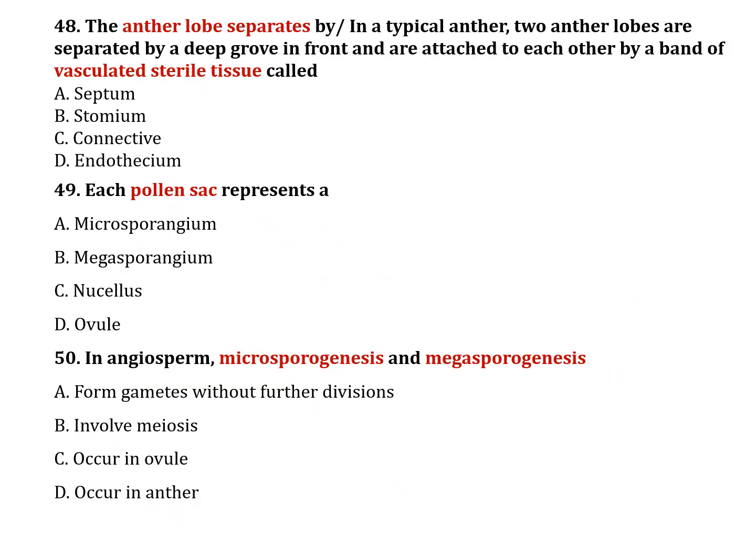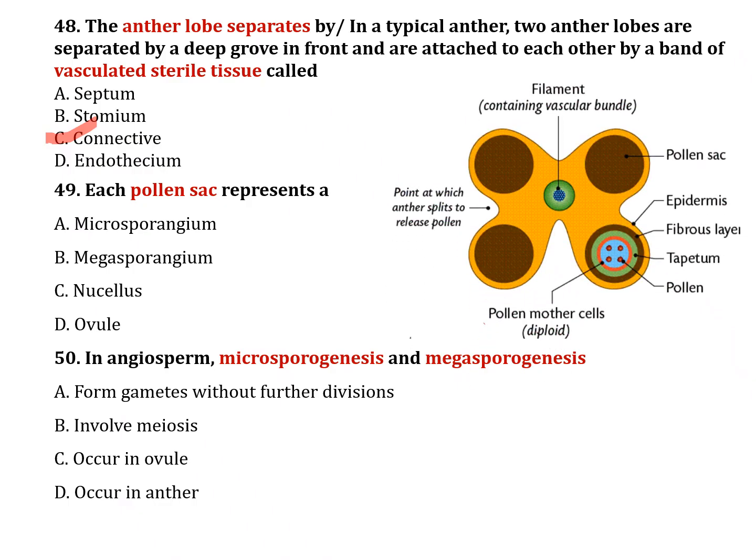The next question, number 48. In a typical anther, two anther lobes are separated by a deep groove in front and are attached to each other by a band of vascularised sterile tissue called: option A, septum; option B, stomium; option C, connective; option D, endothecium. Correct answer is option C, connective. This is the connective.